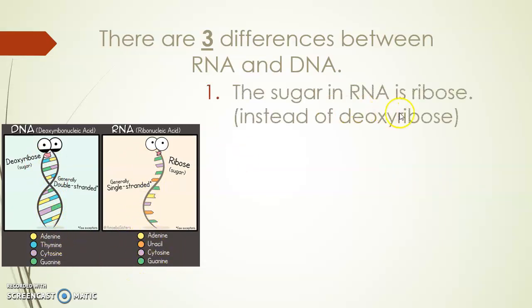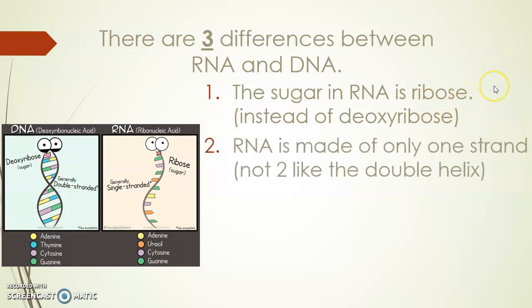So when I look at DNA, one of the main differences between DNA and RNA is the sugar. So remember, NA is nucleic acid. So if it's DNA, it's going to be deoxyribonucleic acid. So the sugar difference is going to be deoxyribose for DNA and ribose for RNA. The other difference, of course, is going to be that 1 strand versus 2 strands. So DNA has 2 strands, RNA has 1 strand.